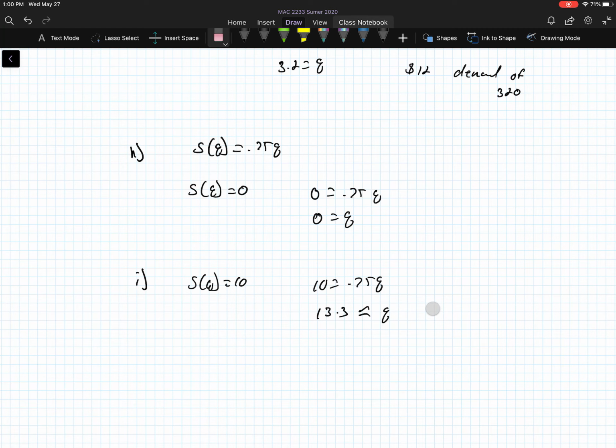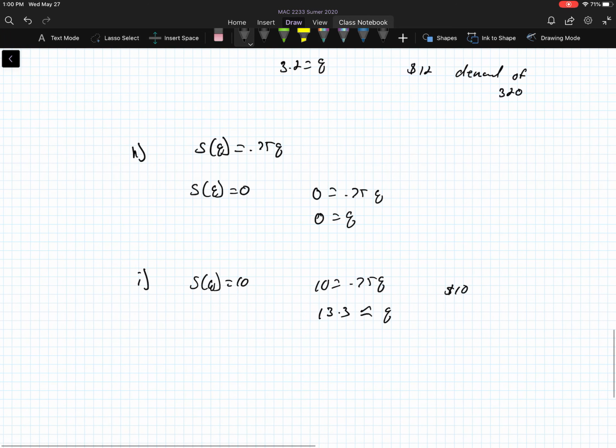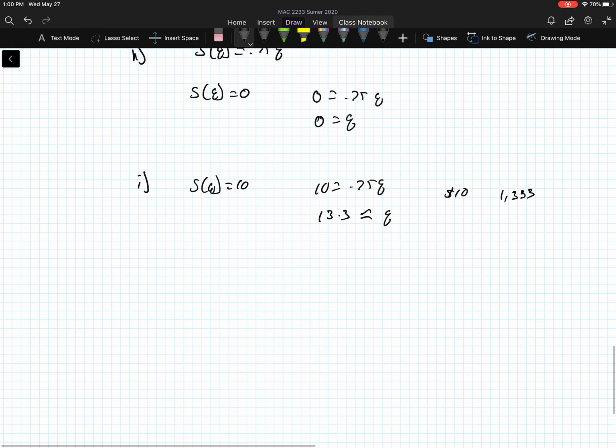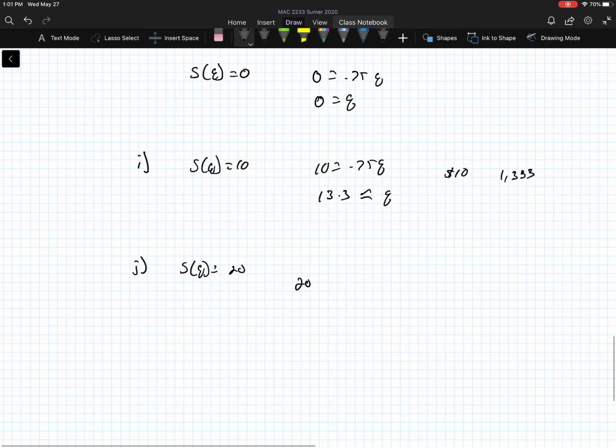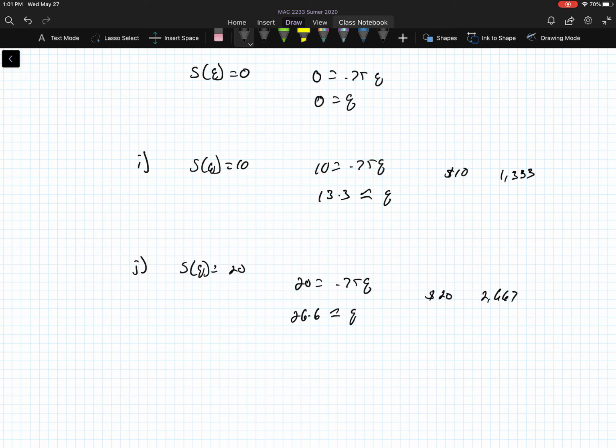And so that means that at a price of $10, the number of watches demanded would be 1,333 watches. All right, let's go to J. So J here is asking us to find Q when S of Q is equal to 20. Again, we set it up the same way, and then we divide both sides, and it's about 26.6. So at a price of $20, you get a demand of about 2,667 watches.